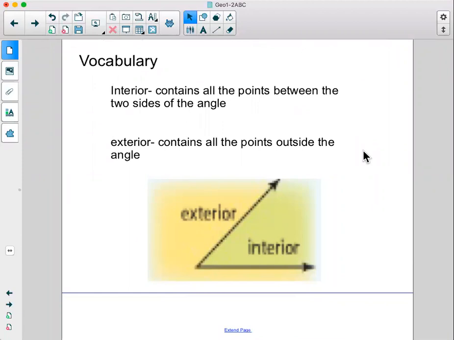Before I get to the angle addition postulate, I want to give you a little vocabulary that you're going to need. Whenever we have an angle, remember, this is a ray, and this arrowhead means it goes on and on and on forever. So the interior points will also go on forever. Points that are on the interior are bounded by the two rays, whereas all these points are exterior.